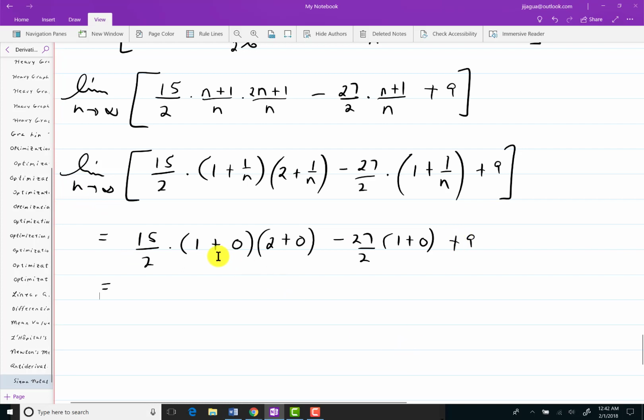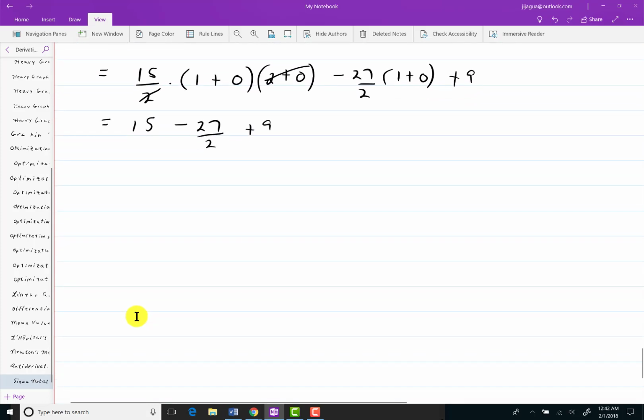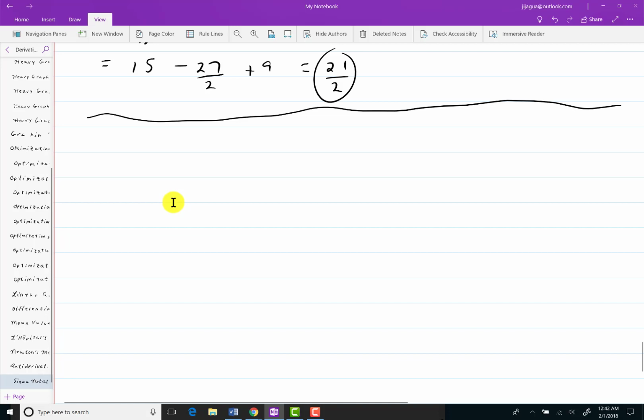And let's see if I can do some simplifying. I noticed here that this 2 will cancel with that, and I have 15. Nothing cancels here, so I have negative 27 over 2 plus 9. So let me see what I have. 15 plus 9 is 24. That's 48 over 2 minus 27 over 2. That's 21 over 2. Let's try another one.